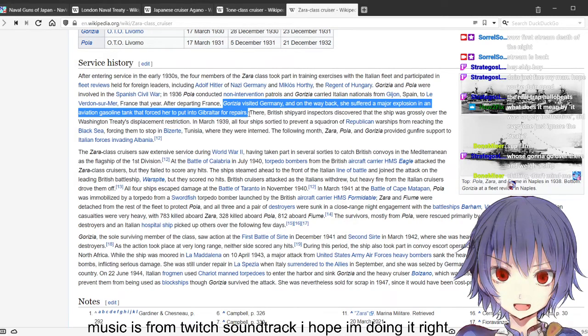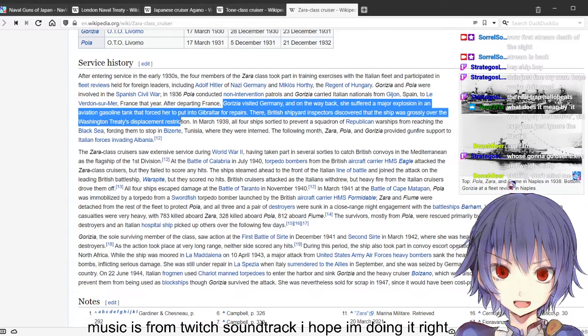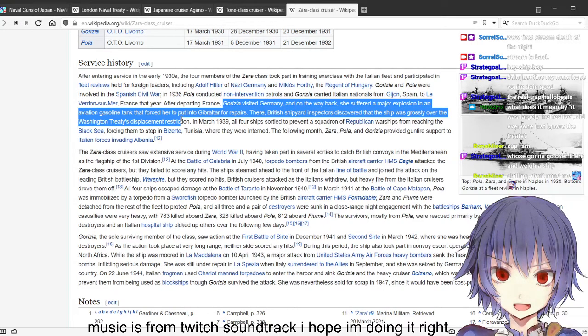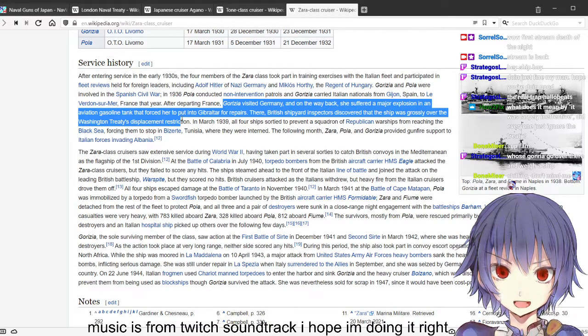There's a British control area in the Mediterranean, on the bottom of Spain. It's kind of controversial, but that's not important here. There, British shipyard inspectors discovered that the ship was grossly over the treaty limit. I assume they found that by measuring the ship and doing math. That's basically the main way they would have found it. They wouldn't have just eyeballed it.